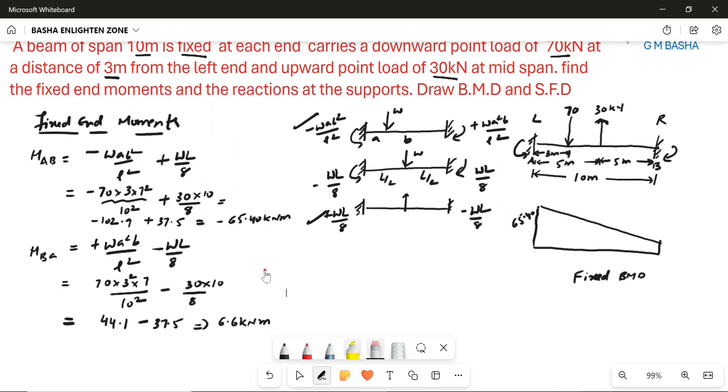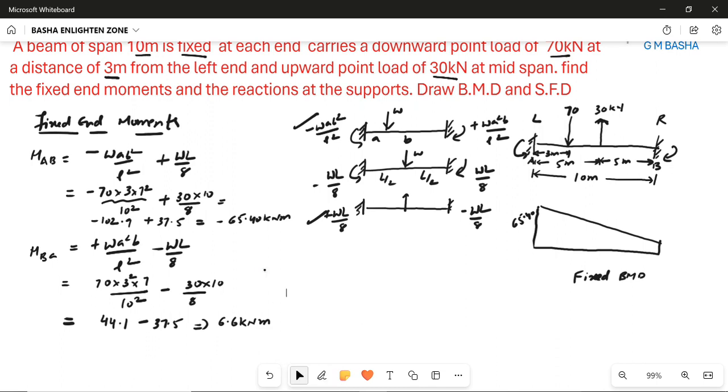I already explained so many times how to draw the bending moment diagram based on the obtained values. If you have any doubt regarding this, I already uploaded so many fixed beam bending moment diagrams and shear force diagrams, along with the fixed beam derivations, in our channel. Please go and check how to draw the bending moment diagram based on the given moments. Okay.